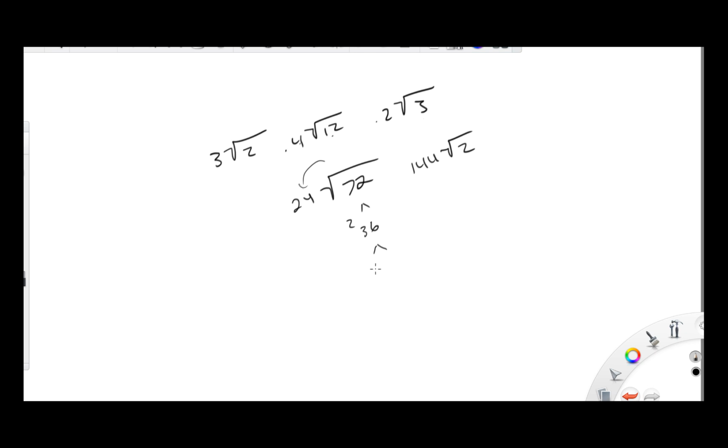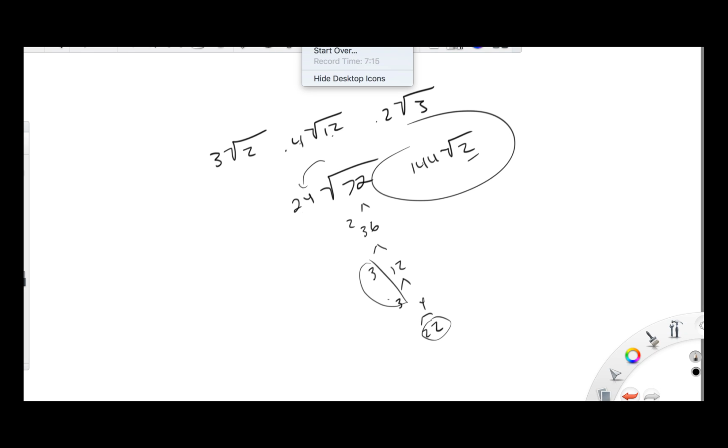Divided by 2. We've got by 3, and we've got 12, and 3, and we've got 4, and then 2 and 2. And so again, we're going to take these two and these 3. 2 times 3 is 6, times 24 is 144 to the square root of 2. That's our answer. Okay, so that's how you do those kinds of problems.